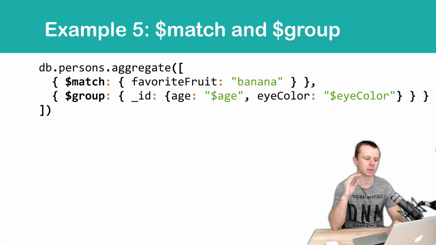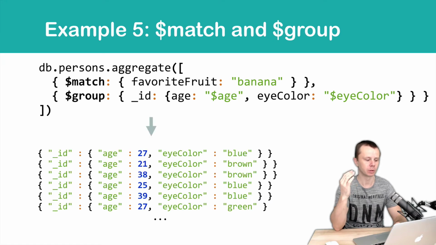So remember that all documents in person's collection will go to match stage first. We will filter and find only documents with favorite fruit banana. And then resulting documents will go to the group stage. And group will produce brand new documents that will contain all possible combinations of age and eye color of the documents that came out from the match stage.